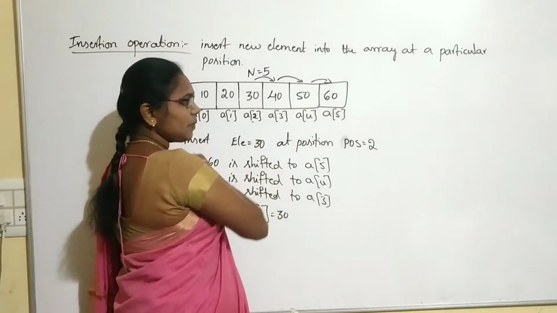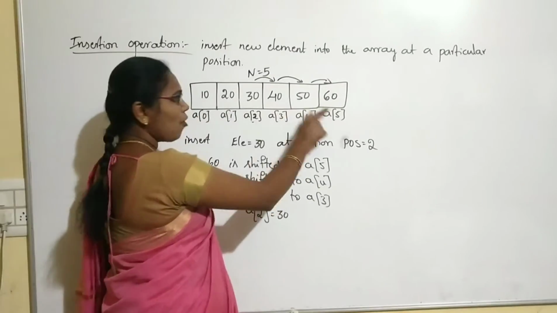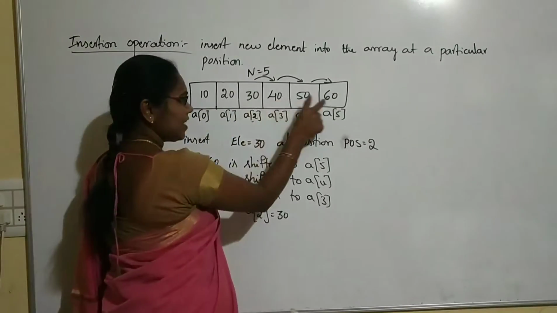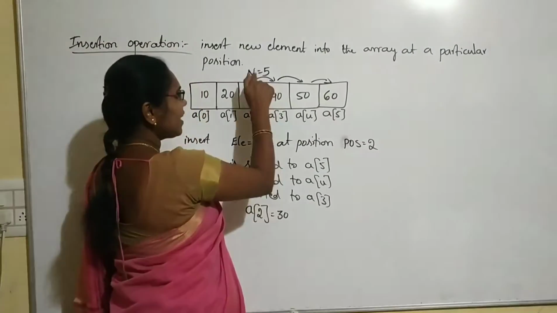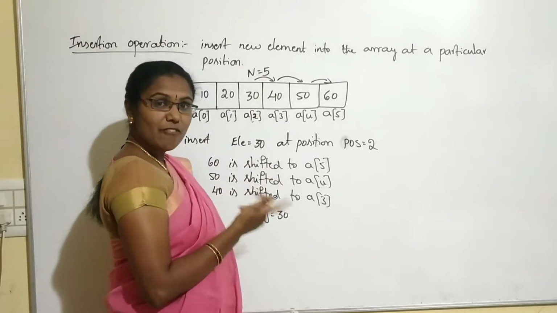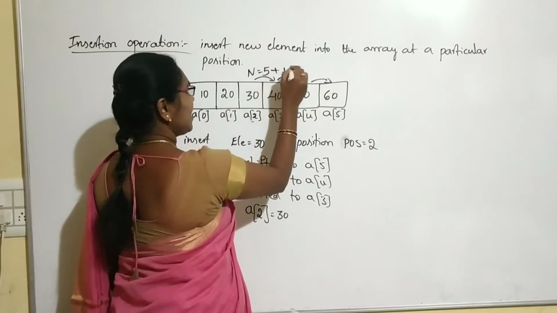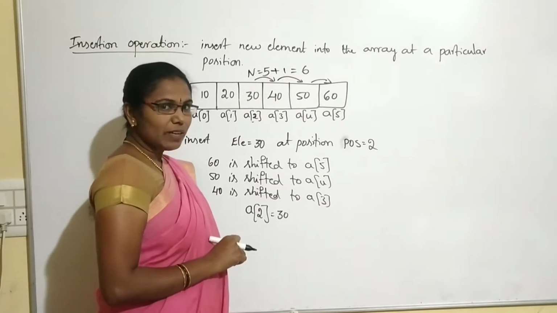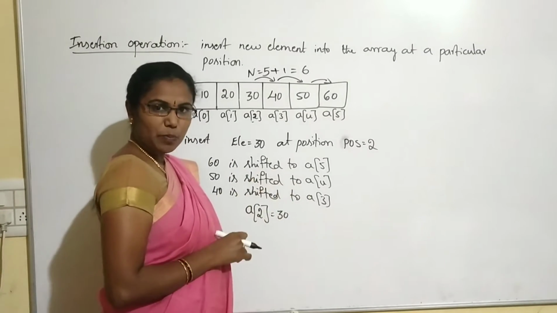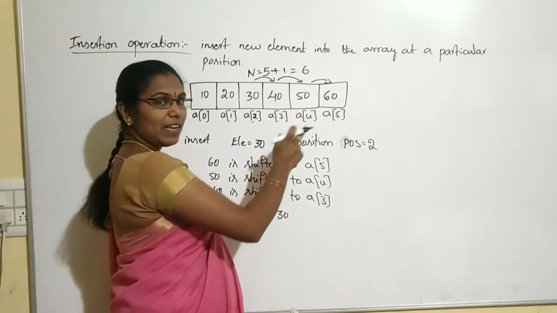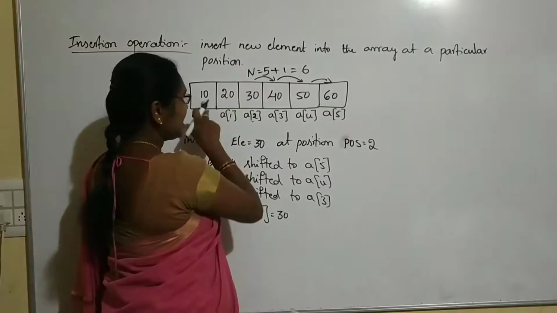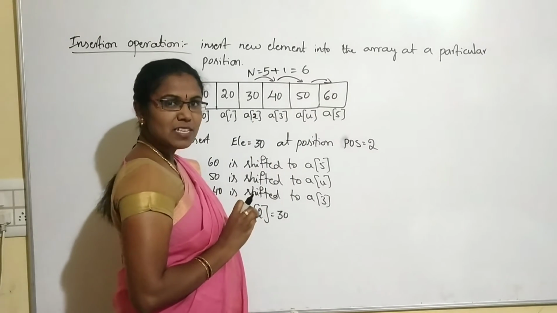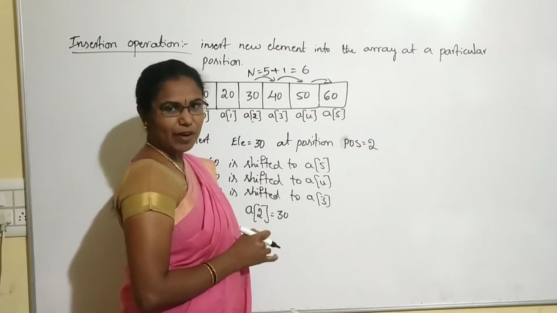Once we insert the new element into the particular position, how many elements are there in the array? 1, 2, 3, 4, 5, 6 elements, right? Before that, we had taken the maximum size of the elements as 5. Now we have increased the n value to 6, because we added one element, so we are adding one more position. So now the n value is 6, which indicates the array contains 6 elements. After inserting the element, we increase the array size by 1 unit.